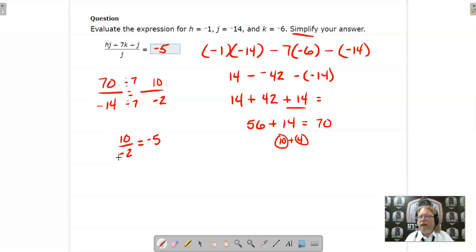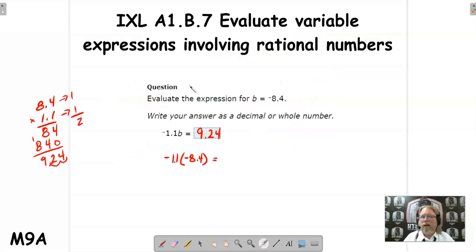Whew. Done, right? So those are all my examples for IXL A1.B.7. Remember, evaluate means plug in the given value of the variable that you find in the expression, and then actually solve for an answer. Good luck on your activity.